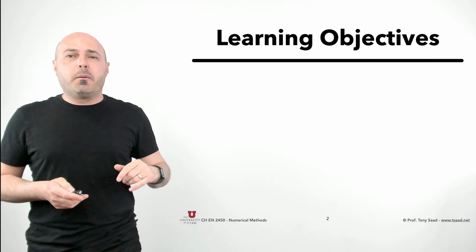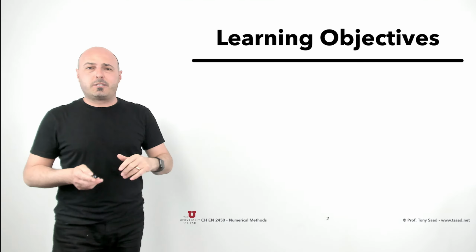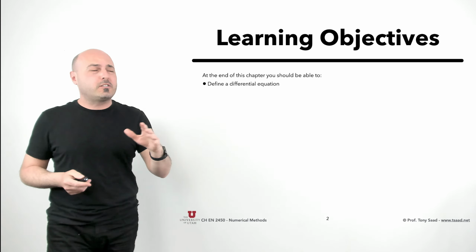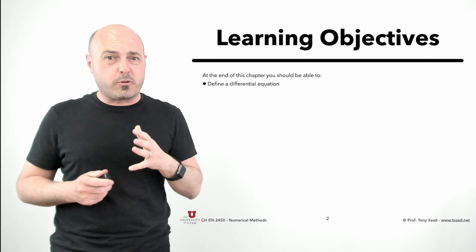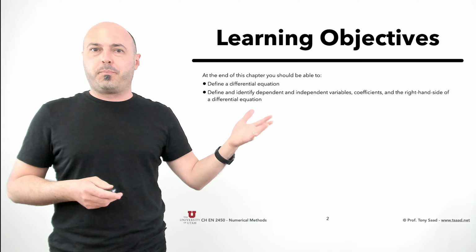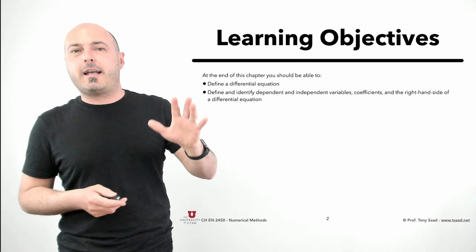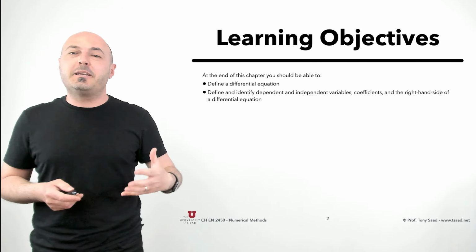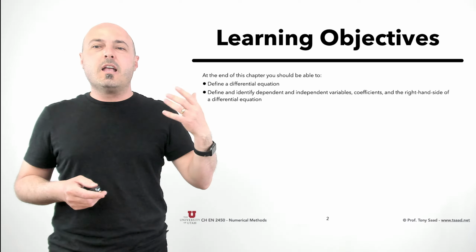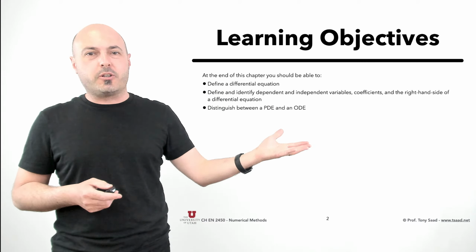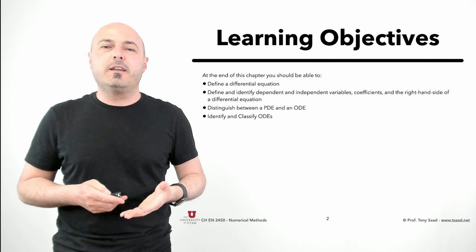Okay, learning objectives. Just to set you up to see what you're up against. At the end of this chapter, I hope that you'll be able to do the following. Define what a differential equation is, ordinary or extraordinary or partial. Define and identify dependent and independent variables, coefficients, the right-hand side of a differential equation. Distinguish between a partial differential equation and an ordinary one.